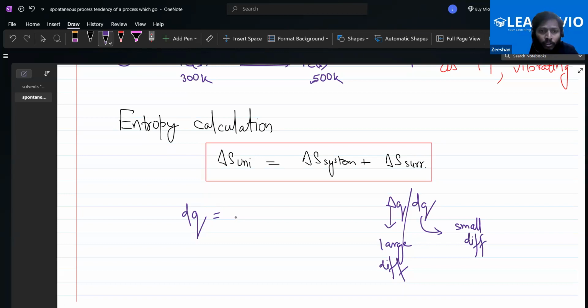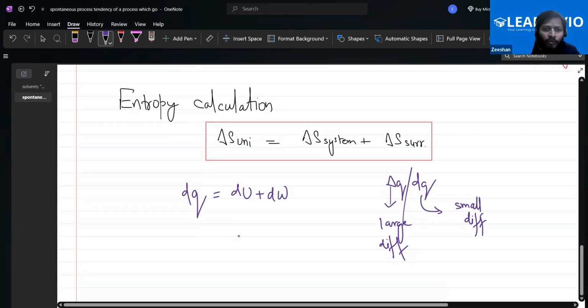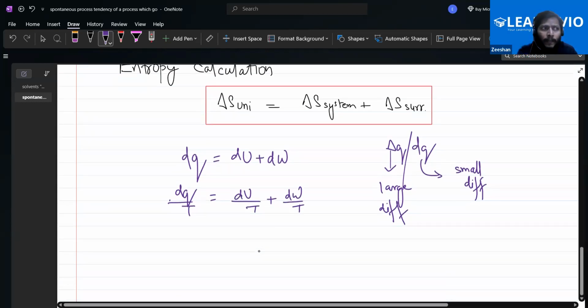So dq is equal to du plus dw, internal energy change and work change. So we will divide it all by temperature. Why? Because dq by T is entropy. So I don't think you have a problem with that till now.